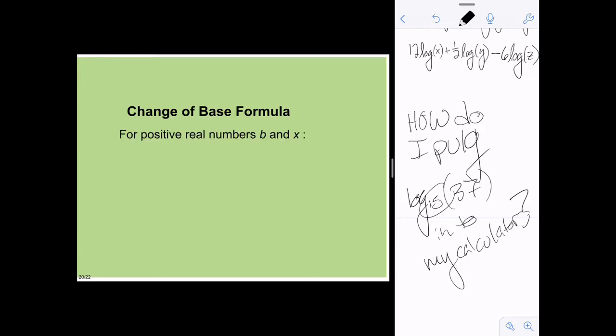So for any positive real numbers, b and x, where b is allowed to be a base, that is that it's not equal to 1 and it's positive. If I have log base b of x, I can actually rewrite it using either the common log or the natural log. I can actually rewrite it as any other log function. And what happens is it's common log of x divided by common log of b.